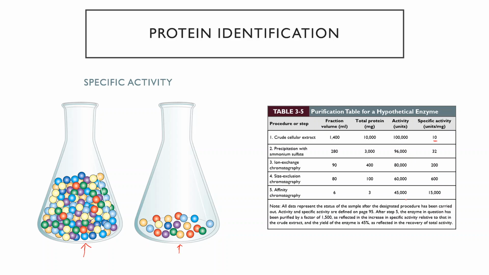But what should happen is your specific activity, if you're good at purifying, will go up. So our specific activity is getting larger and larger because the protein we actually want as a fraction of the proteins we're getting rid of will get bigger. And in fact, if you do subsequent purification steps and your specific activity does not increase, that tells you that you've probably purified that protein as much as you possibly can.